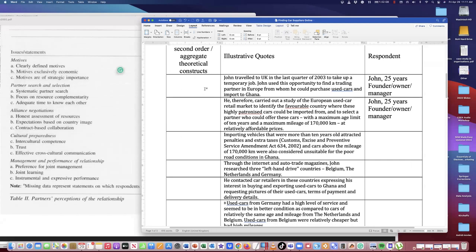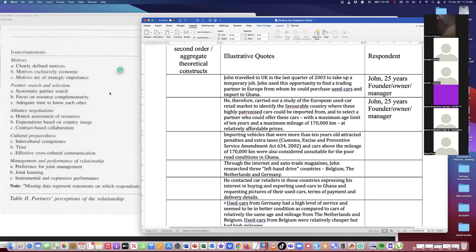John traveled to UK. Systematic partner search. This statement here does not say anything like that. He said he could use the opportunity to find a trading partner. He could use the opportunity. I think motive. Adequate time. No, no, take your time. Don't be looking at, sometimes it's the problem about a framework. A framework can narrow you. Look at the thing he's saying. It is what the guy said that is systematic partner search. It's leading to it, but it is not it. Or it is the searching part of the systematic partner. So what about motives exclusively economic? Because the motive to travel is about the business. Thank you, boss. That one can be good, but it's not necessarily about the online selection. It's about the business. So, motive to what?